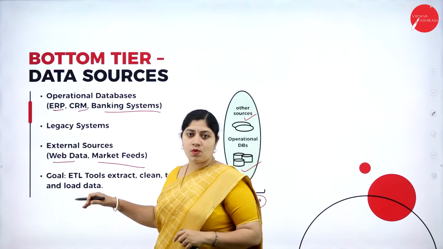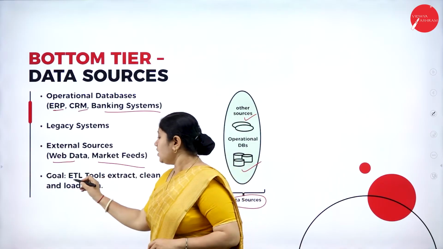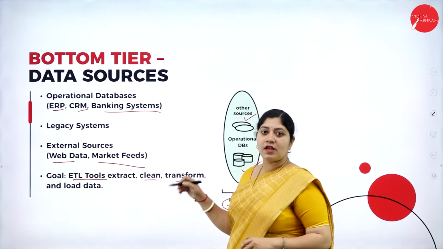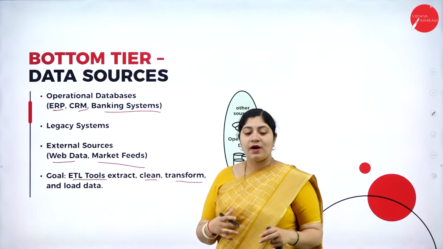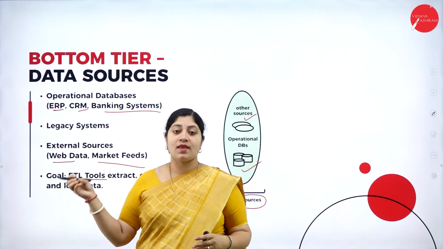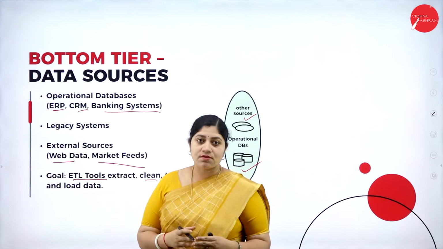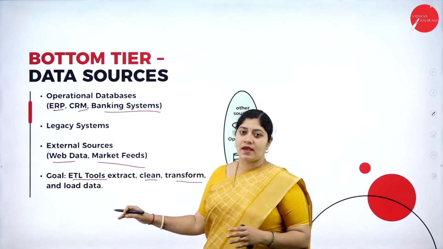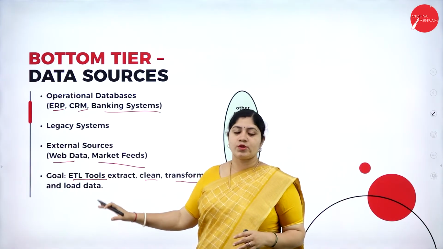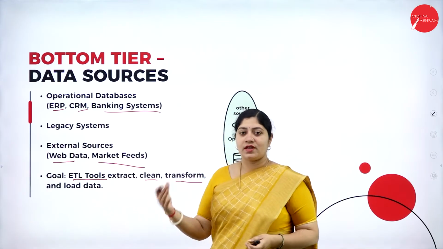Followed by, what is the goal of this bottom tier architecture? The main goal is ETL tools: extraction, then to clean, transform, as well as load the data. Apart from ETL analysis, if the data falls under loading, then again that data has to be extracted, cleaned, transformed, as well as loaded to the next stage. So this is the main intention of this first tier, which is none other than the bottom tier architecture. Great, let's move forward.